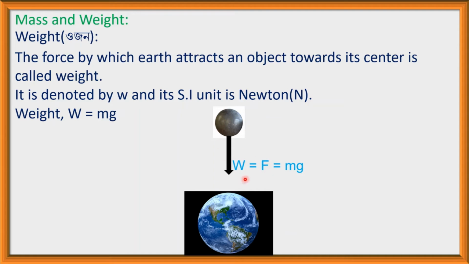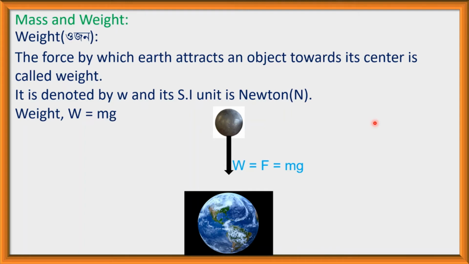So its weight W is equal to F is equal to mg, because we know F is equal to ma. Here F is equal to mg, because here the force is gravitational force, so instead of a we use g. So W is equal to F is equal to mg. The weight of the body is mg.